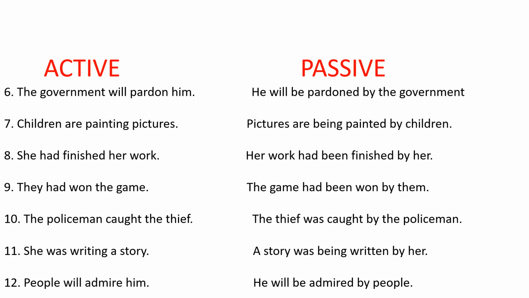Next sentence, the government will pardon him. Him will change into he, and will change into will be. Pardon is a verb, pardoned. Okay, now change it. He will be pardoned by the government.